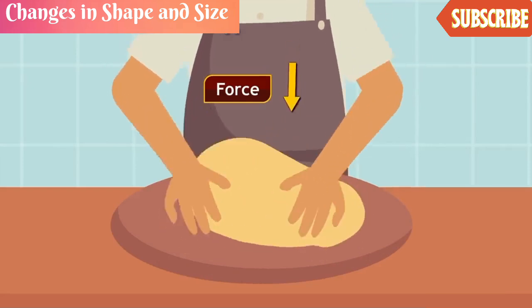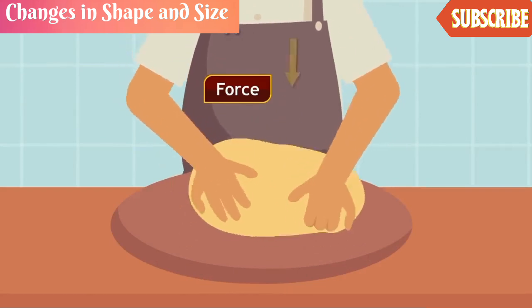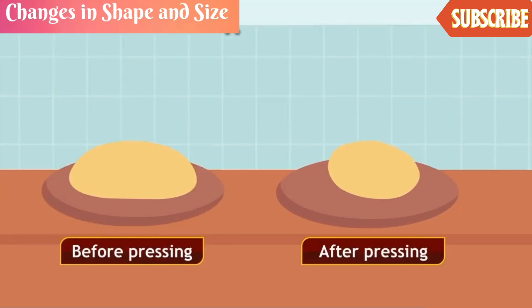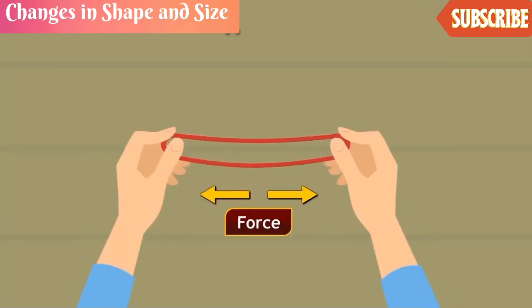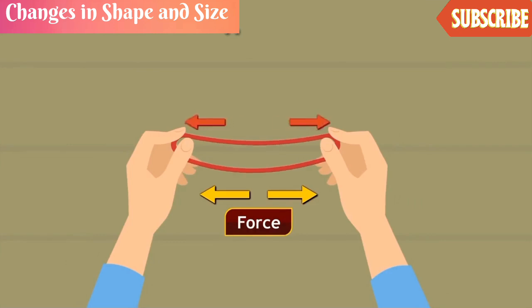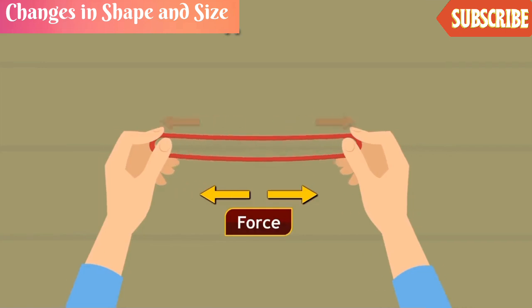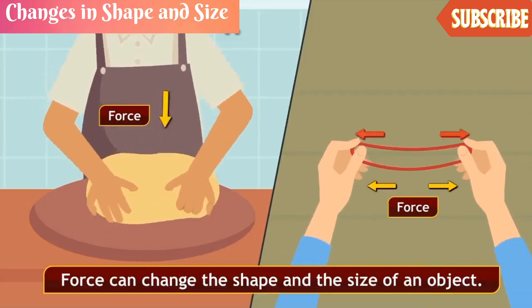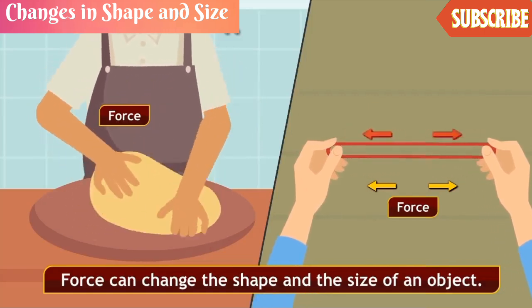Can you guess what would happen to the dough? Yes, you guessed it right. The initial shape of the dough changes due to the force applied to it. Similarly, can you guess what would happen when we stretch a rubber band by pulling it from both ends? The length of the rubber band would increase. So, from the two examples, we can say that force can change the shape and the size of an object.